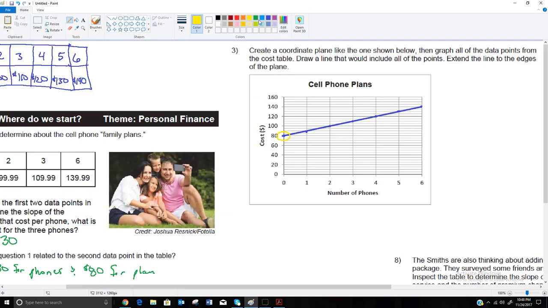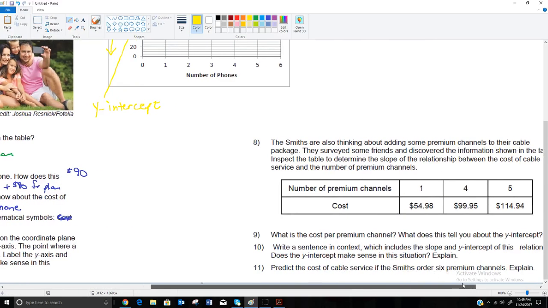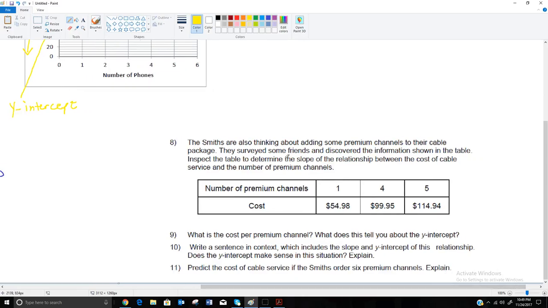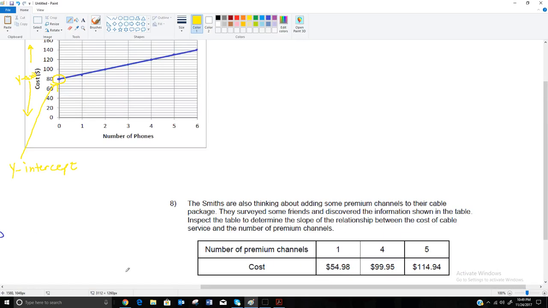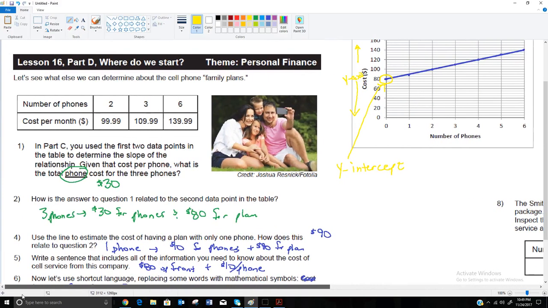So this is the y-axis. The cost is the y-axis. And this point right here, $80, is the y-intercept. So for 8, it says the Smiths are thinking about adding some premium channels. Oh, well, let's go back to this really quick before we finalize this. I forgot that was the last question.